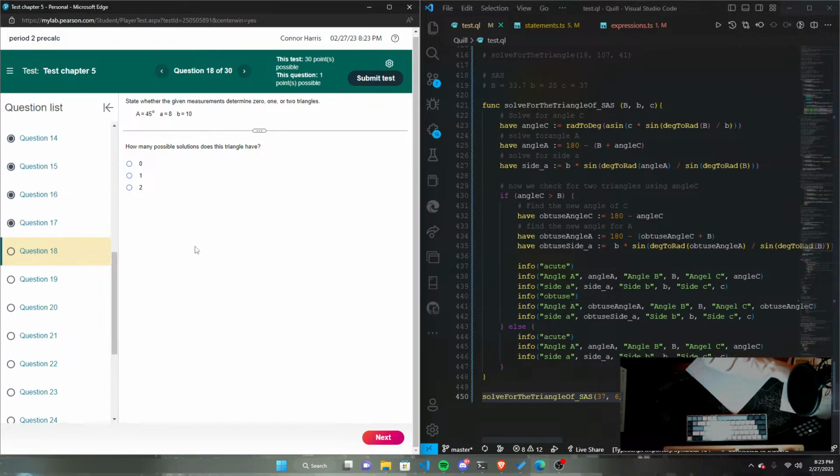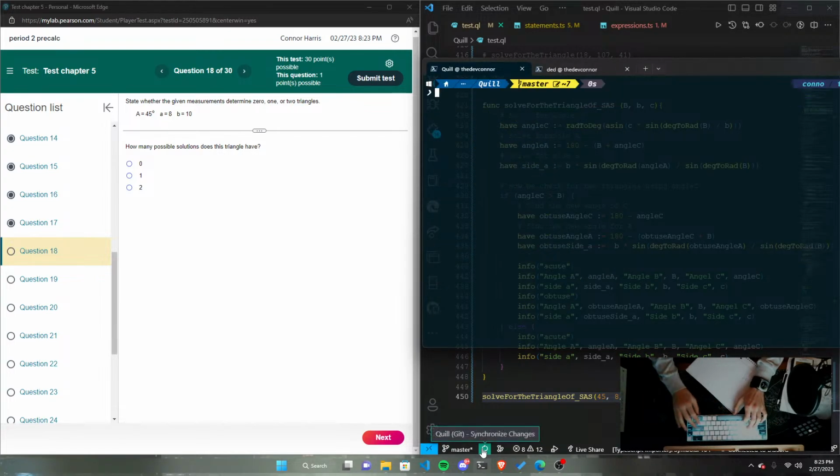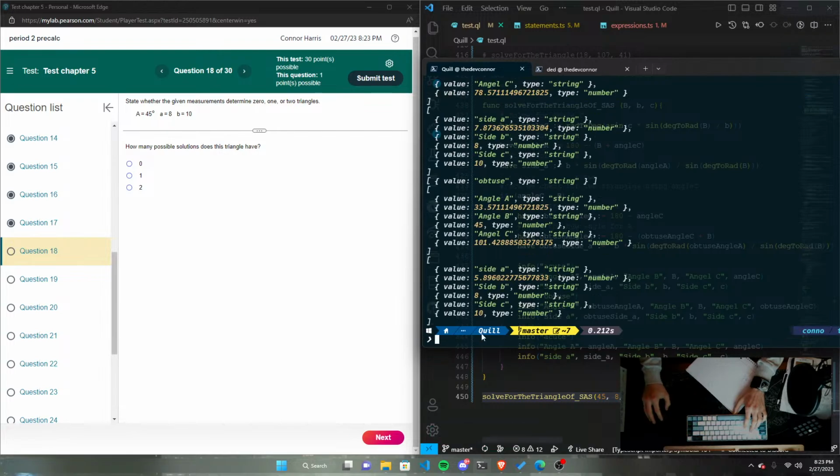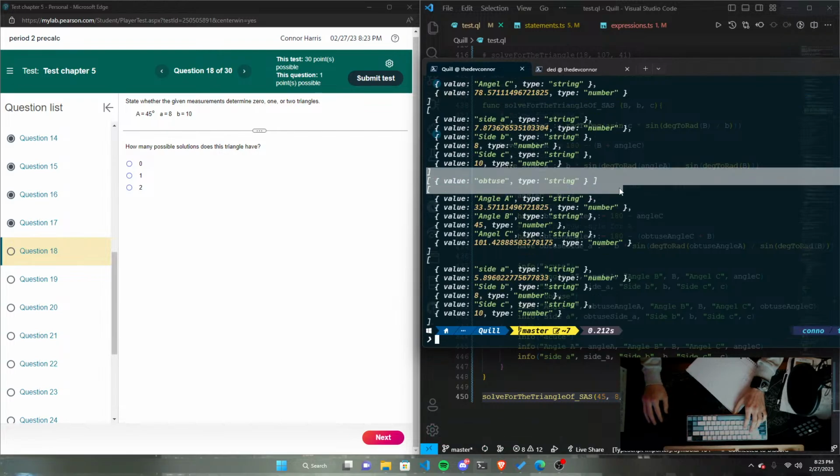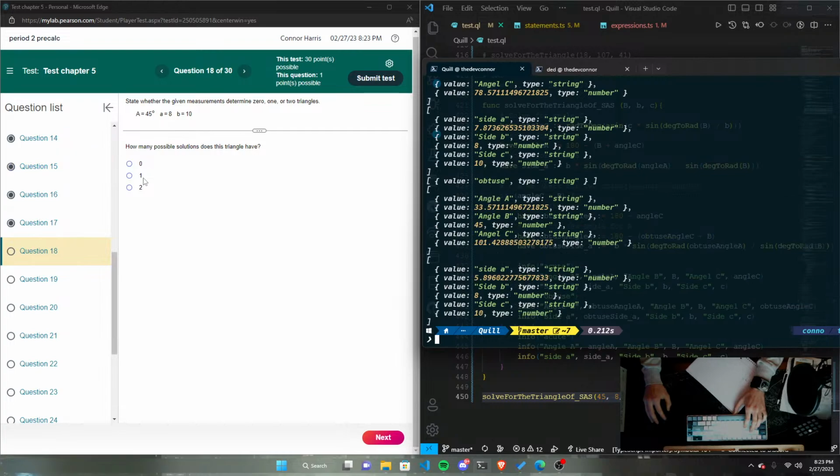Next, given measurements 45, 8, and 10, how many triangles does it have? We do not have to write any of the logic here. And it looks like we have 2 triangles because we have the obtuse as well. So we have 2 triangles here.